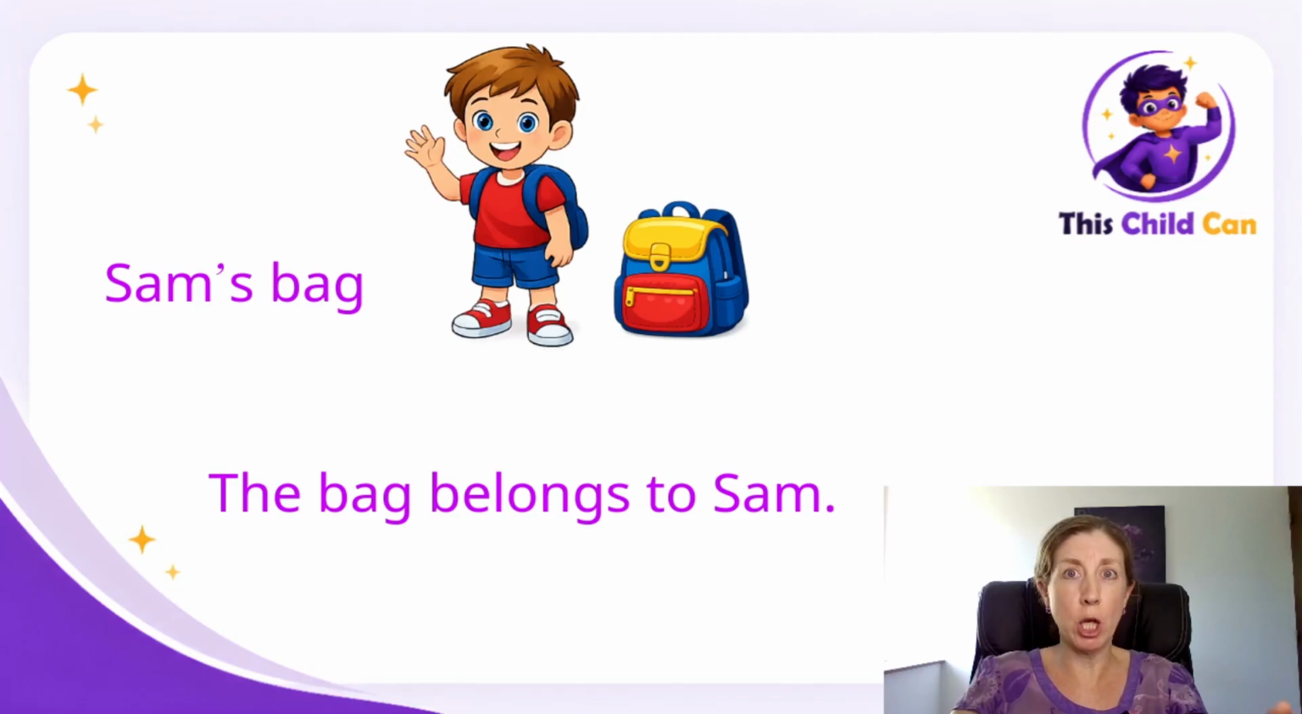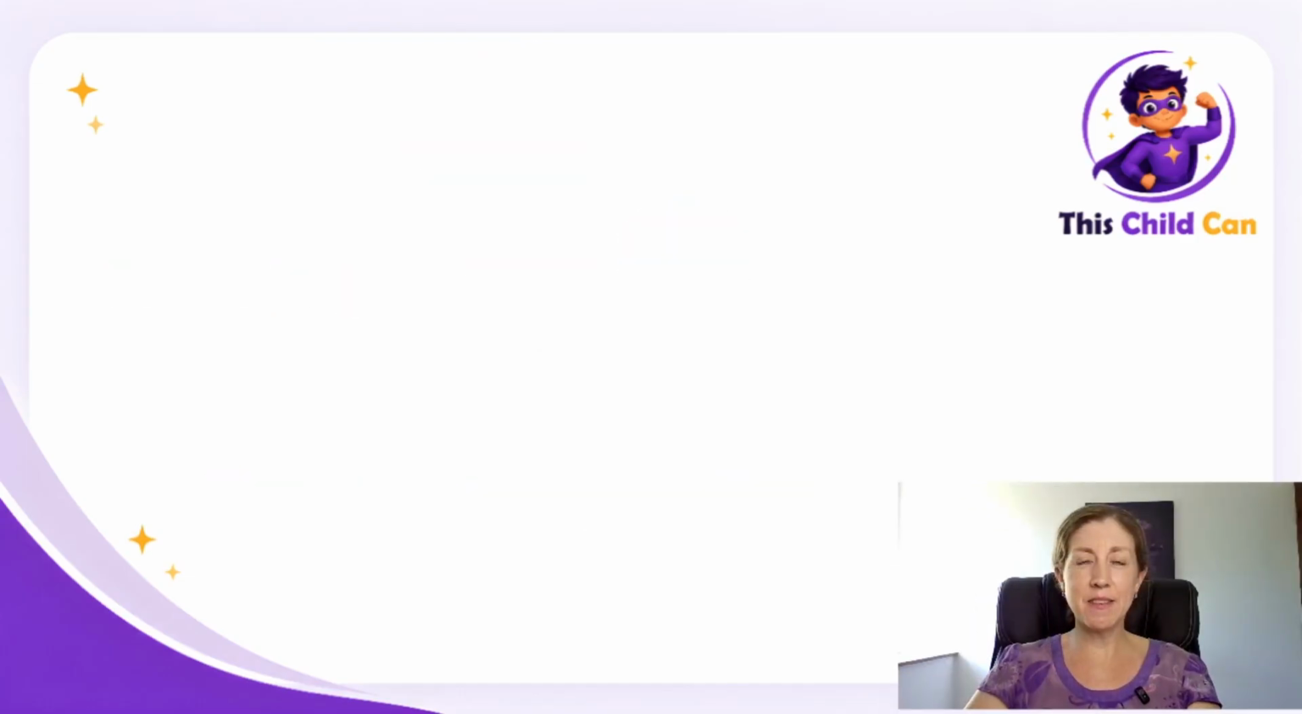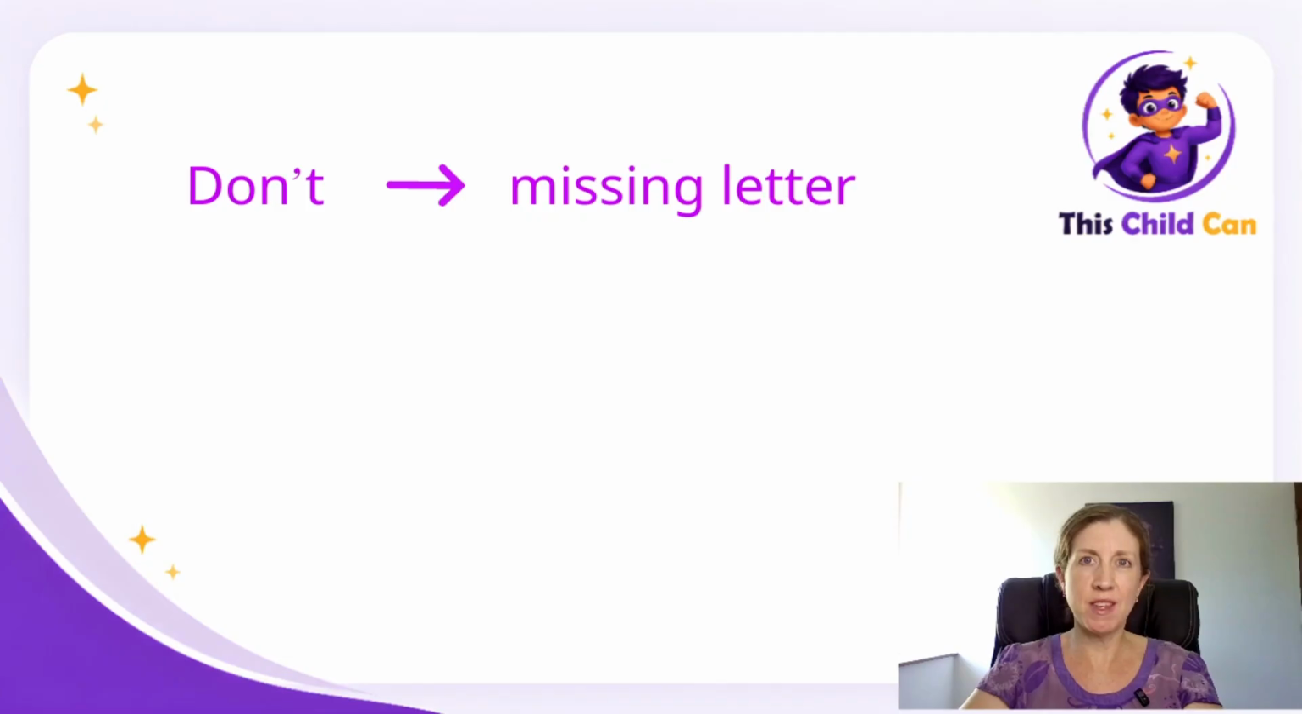The apostrophe is showing who the bag belongs to. It is not there because a letter is missing. It's showing that the bag belongs to Sam. And therefore, this apostrophe shows belonging. It's the same punctuation mark, but it's doing a different job. In don't, the apostrophe stands for the missing letter.